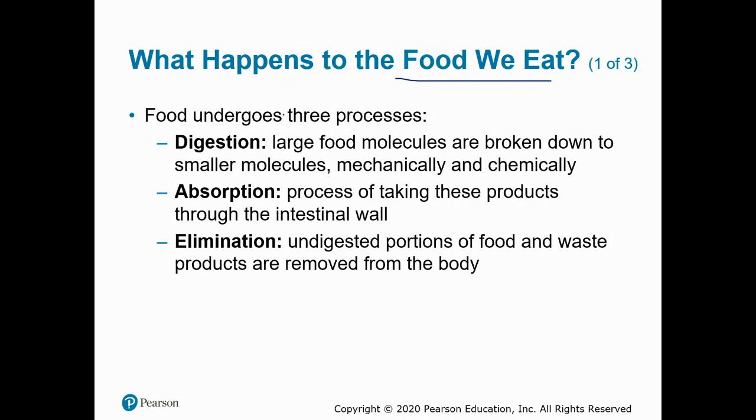So when we eat, there are three processes for you to become familiar with. Digestion, absorption, and elimination, right? This is the science of nutrition. It's also important that you understand how you might define each of these independently. So digestion takes our large food molecules, like a bite of an apple, right? And breaks it down to smaller molecules, both through mechanical and chemical processes.